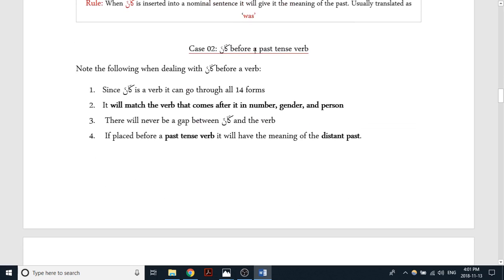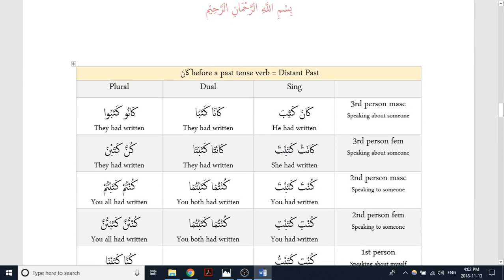Kana before a past tense verb. When kana is brought before a past tense verb, we have to keep in mind that it will match the verb that comes after it in number, gender, and person. So kana can be taken through all those 14 forms that we learned. Just like how there's kharaja, kharaja, kharaju, there's kana, kana, kanu. If placed before a past tense verb, it will have the meaning of the distant past. Kana kataba means he had written. So rather than he wrote, it would now become he had written. That had gives the meaning of something that happened a long time ago.